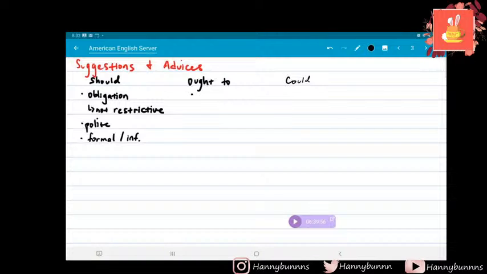Let me see. Ought to. I hate how this book just puts things in different places. This is terrible. O-U-G-H. Nope, it's not mentioned in this book.